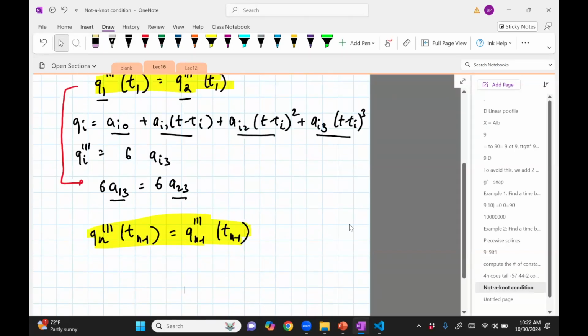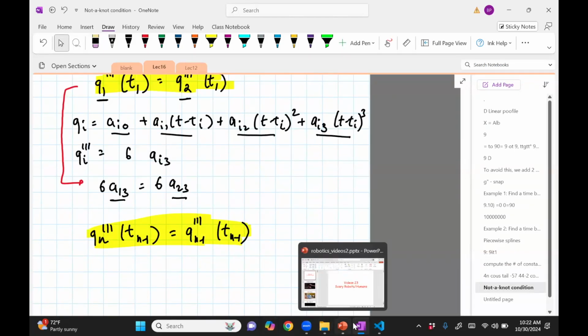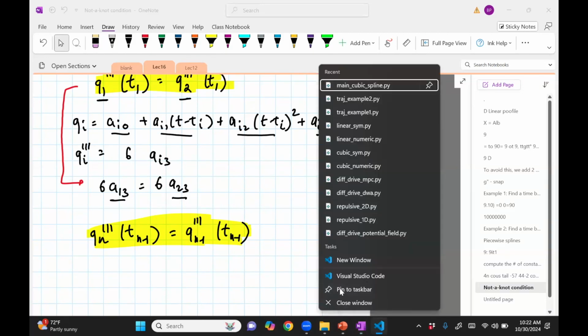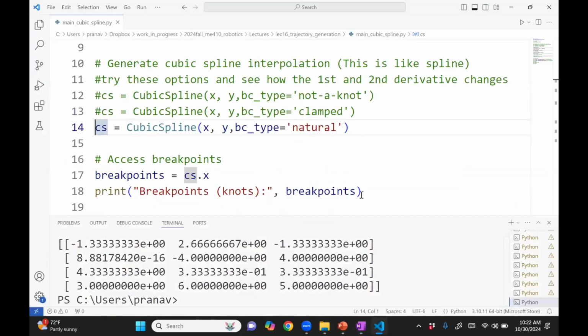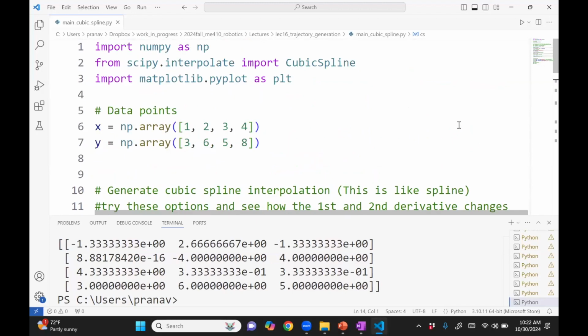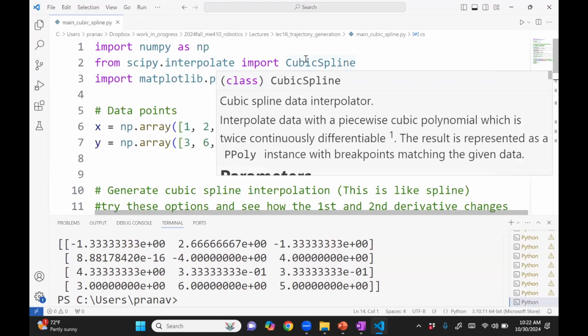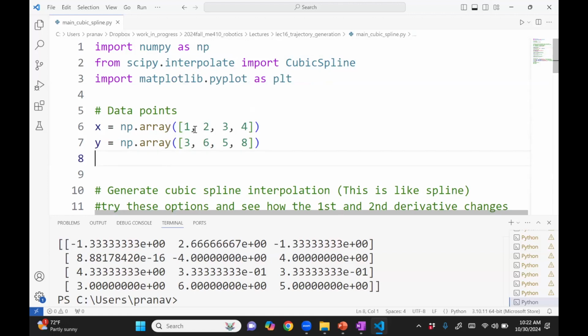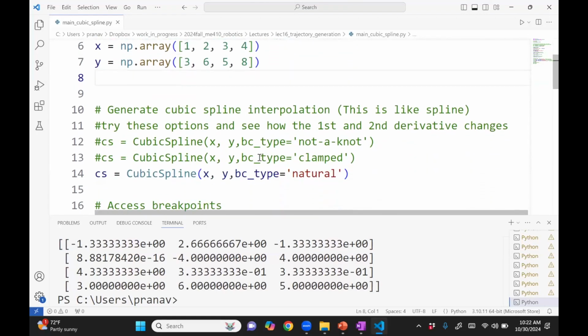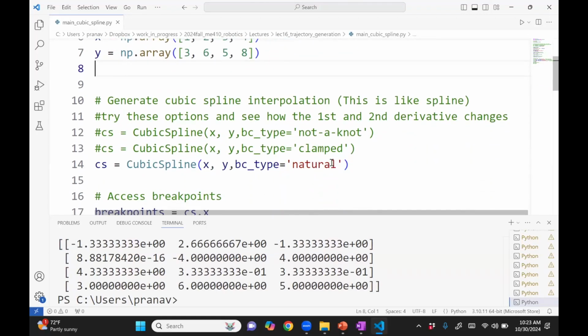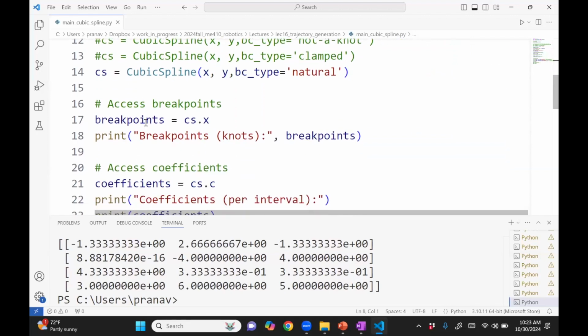You can set up equations, but I wouldn't recommend setting up the equations yourself. We just surrender these things to Python. So in SciPy interpolate, there is CubicSpline. Here I just randomly gave data x 1, 2, 3, 4. Think of x as time. Y is your angle, 3, 6, 5, 8, some random data points. Here is how to generate the cubic spline with not-a-knot, clamped, natural. Natural is also the first one where the derivative was 0.